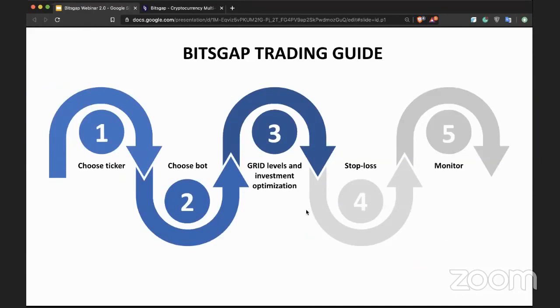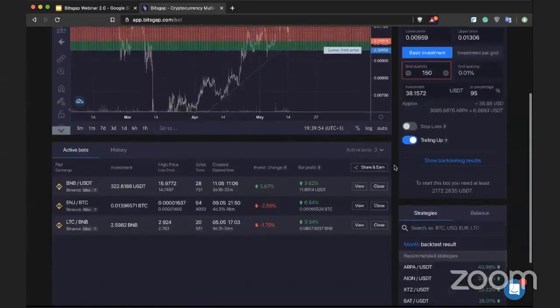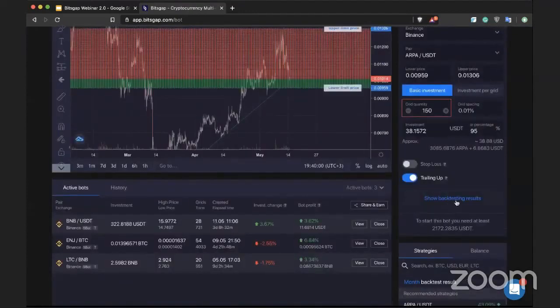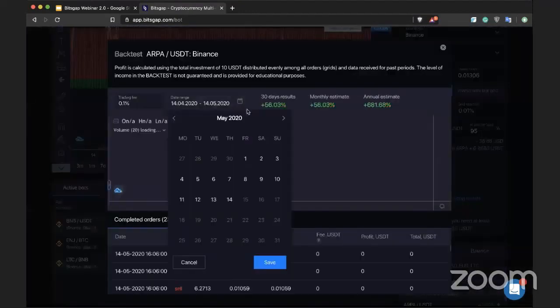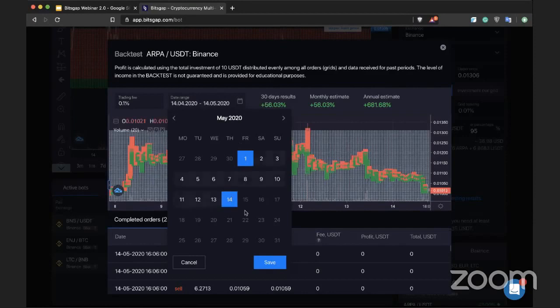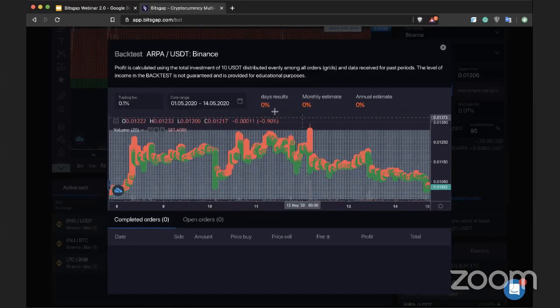So what is the trading guide in this case? So first of all, you have to choose the ticker. And to choose the ticker, as I said, you can use the recommended strategies. You can use backtesting. And in order to use the backtesting, simply go to the advanced section, click on show backtesting results. And here you can choose the date range of your interest. Let's say I want to see what the bot would generate for me from the 1st of May till the 14th of May. So in this case, let's give it some time to calculate the return.